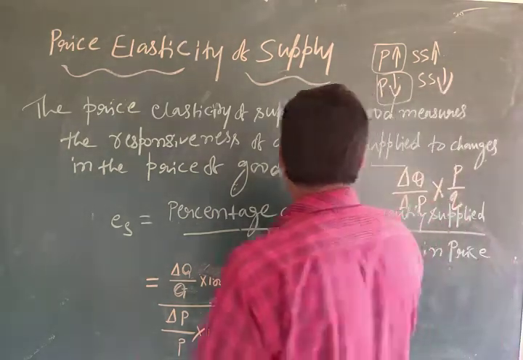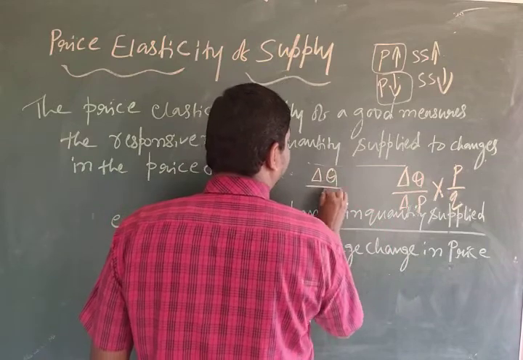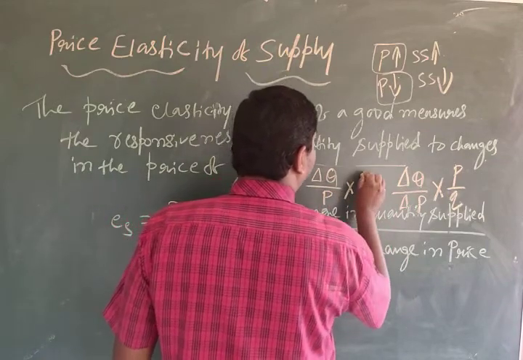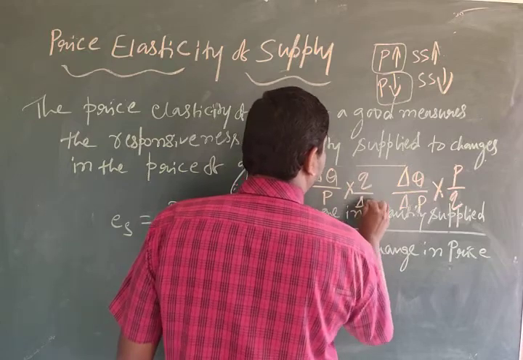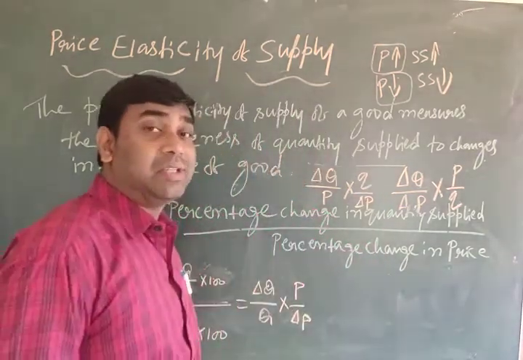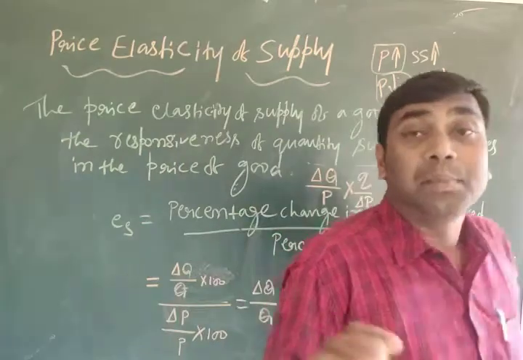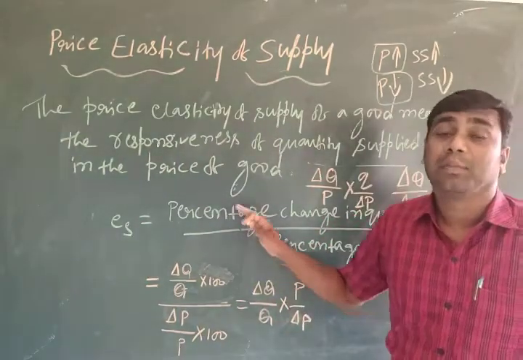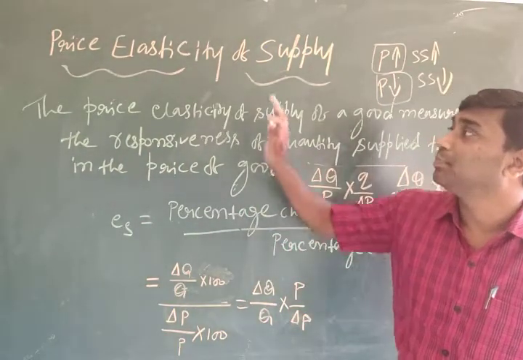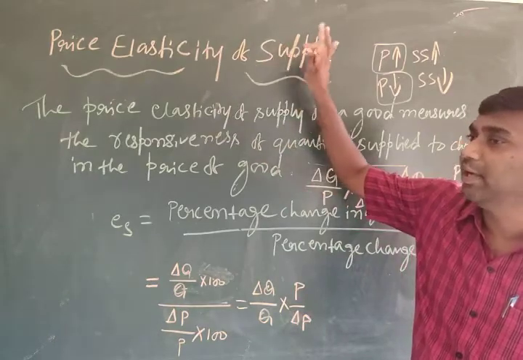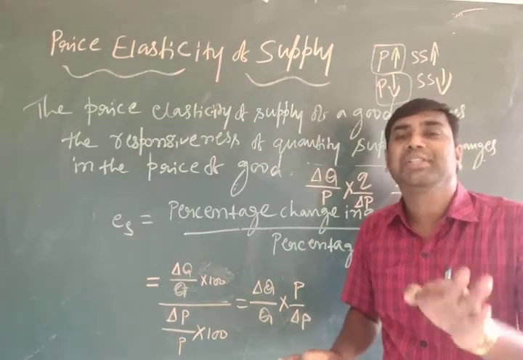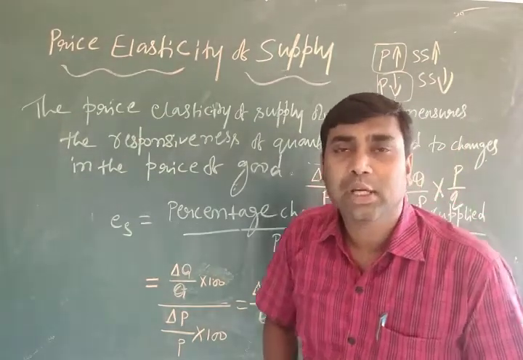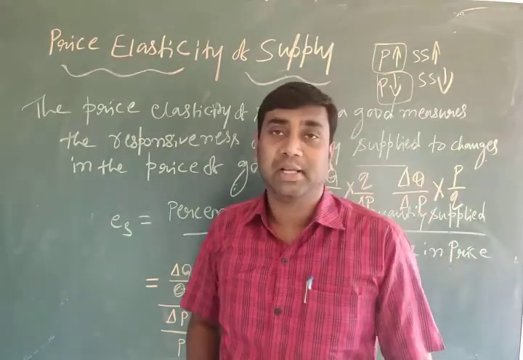Otherwise, delta Q by P into Q, that is delta P. The change in quantity supplied is because of the change in the price. You have to understand price elasticity of supply. It means changes in supply due to changes in the price.